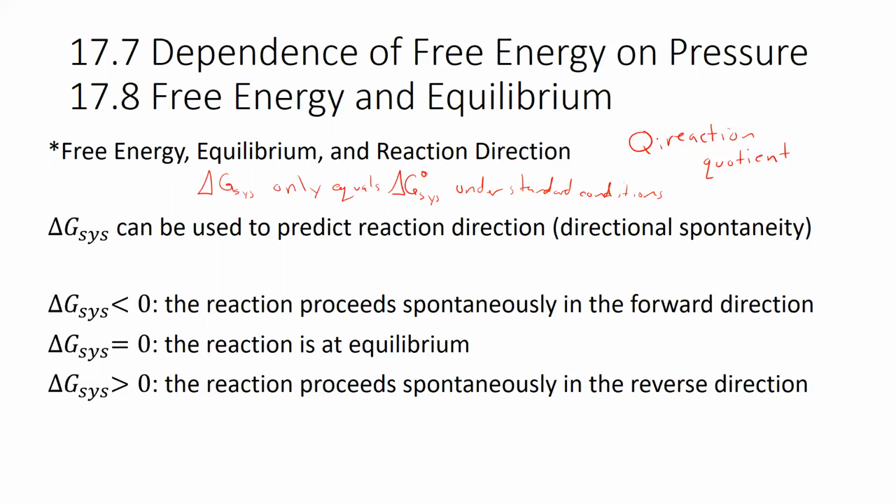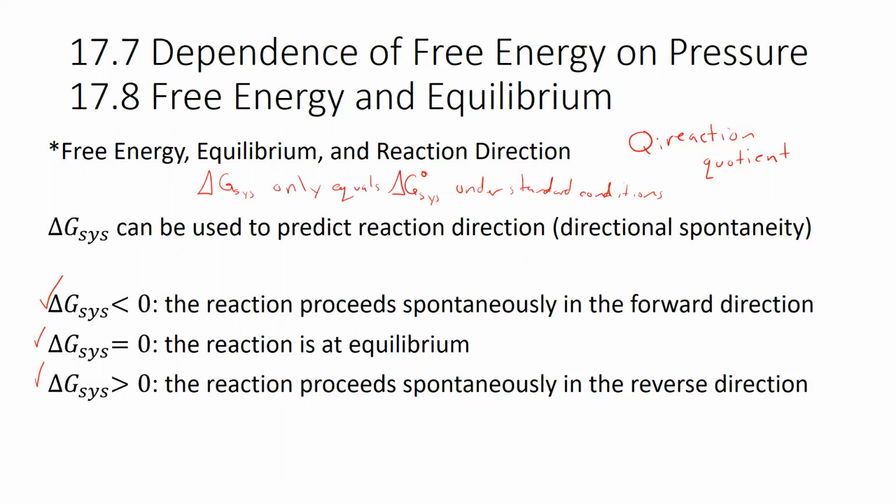And what we do know is that if the free energy of a reaction is calculated, remember, this is not a delta G naught, this is not under standard conditions, then if the reaction has a delta G that's less than 0, it's going to be spontaneous in the forward direction. If the reaction is at equilibrium, we'll have a delta G that's 0. And if the reaction is going in reverse, the delta G will be greater than 0.